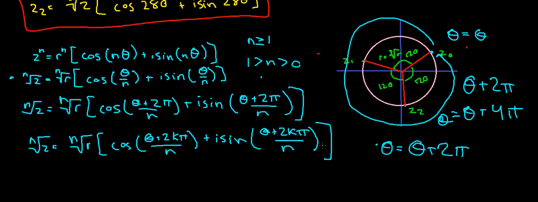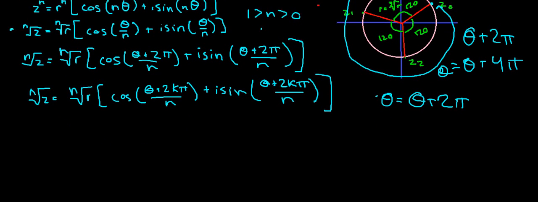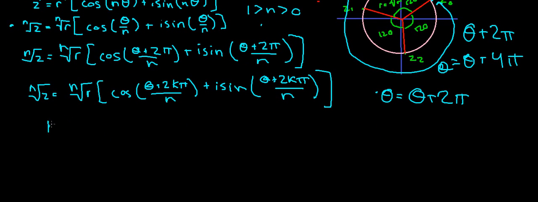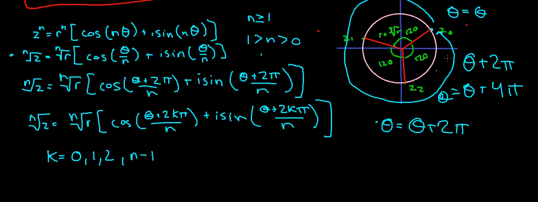So I can add 2 pi to my heart's content, add 2 pi, 4 pi, 6 pi, 8 pi, 10 pi. It will always land on z0. It will always be the exact same thing. Now, why do I stop there? So I have this, k is equal to 0, 1, 2, n minus 1. The reason is, like I said, because I can keep adding as many 2 pi's as I want, and it's going to give me the same angle.